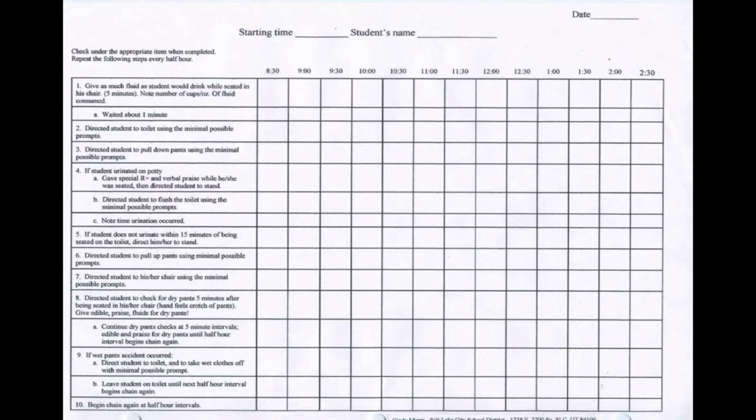And then the student, we do dry pant checks every 5 minutes. So you can see we're on number 8 now. And their hands actually will touch and feel their own pants to make sure that they're dry. And then we're going to give an edible praise and fluid for dry pants. Okay. We're going to continue checking these every 5 minutes until a half-hour interval begins the chain again. So after 30 minutes, we're going to go and spend another up to 15 minutes on the toilet.